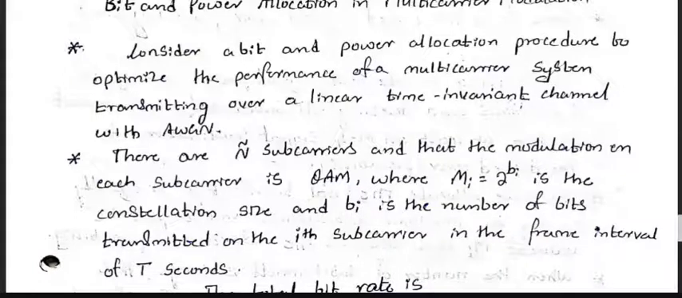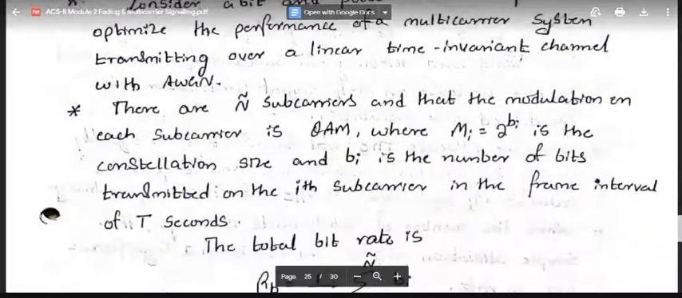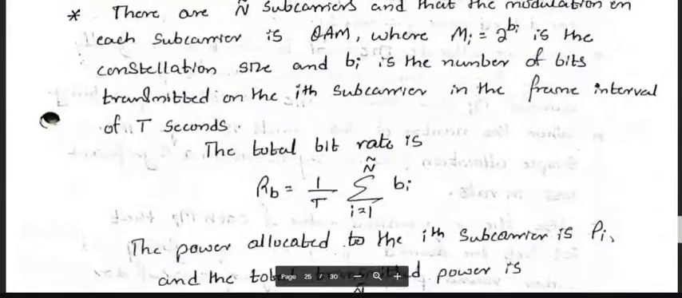Now, for this kind of channel, or the ith subcarrier, what is exactly the total bit rate? That is given by this equation: RB is equal to 1 divided by capital T, summation of i equal to 1 to N of bi. Here i equal to 1 to N is the number of subcarriers or subchannels you consider, and bi is the number of bits.